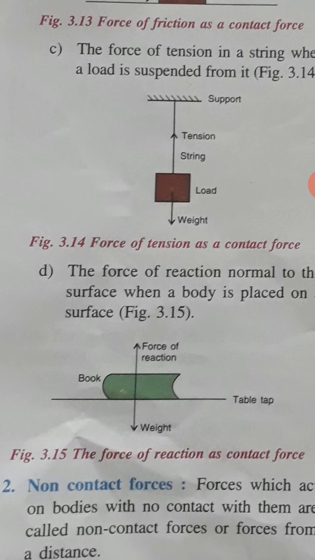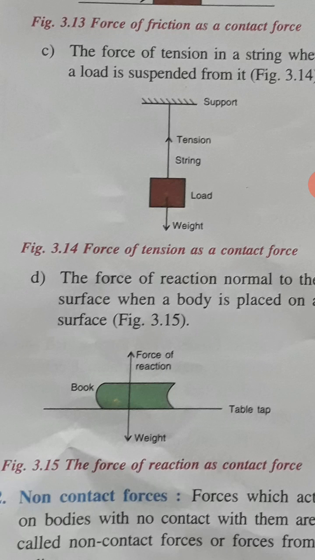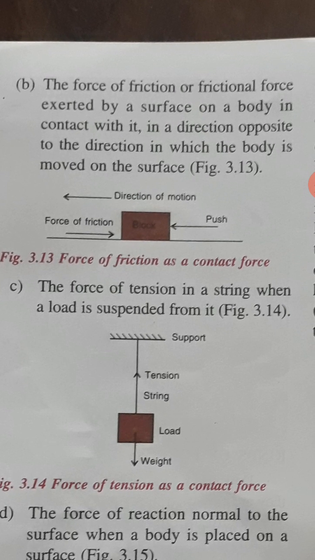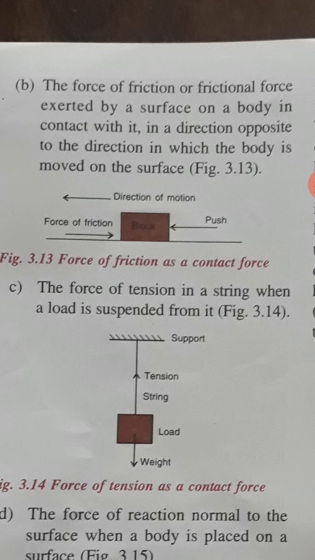So how many contact forces do you know now? One was push and pull. Push and pull are examples of contact force. What was the previous force that we learned? Forgot? Let us come back. Force of friction. Force of friction acts when a body is rubbed over another body. When a body moves over another body, it acts in between the two surfaces, isn't it? And it always acts in the opposite direction of motion. If the body goes forward, force of friction will act in the backward direction. If the body is moving backward, then the force of friction will act in the forward direction.